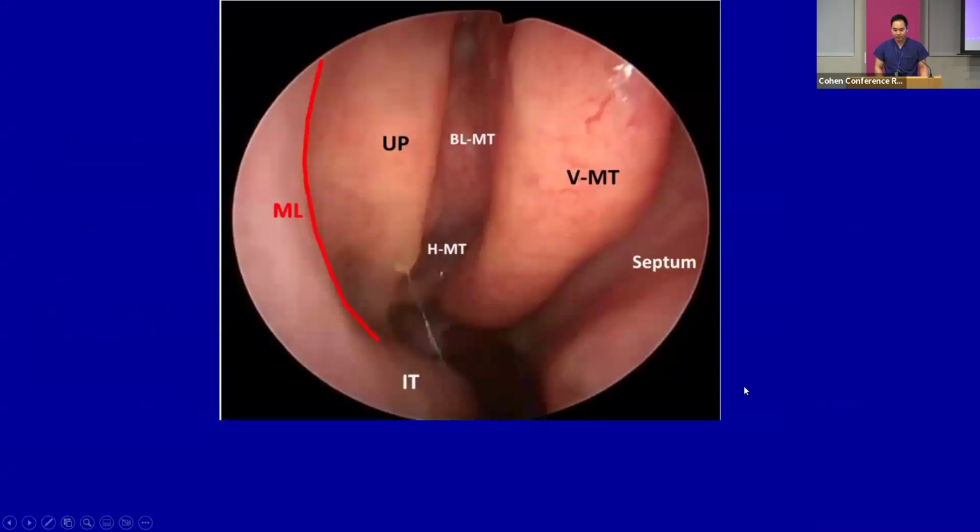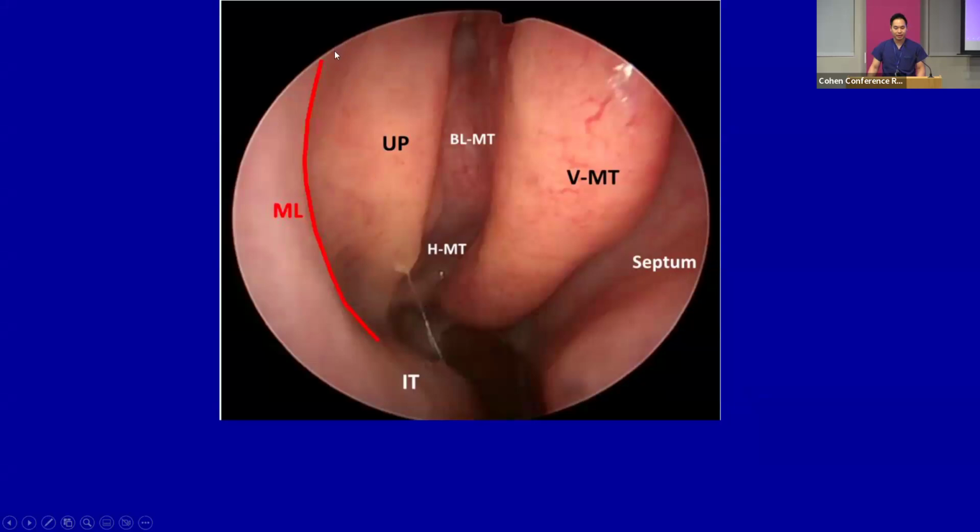And just to review the anatomy, when you use an endoscope to go in, the first thing you'll probably see is the inferior turbinate. Then farther back, you'll see the middle turbinate. And just for reference, this is the right nasal cavity, so the septum is here on the right side of this. And the uncinate process, as I mentioned, will be kind of the first structure that you'll take down for your maxillary antrostomy.